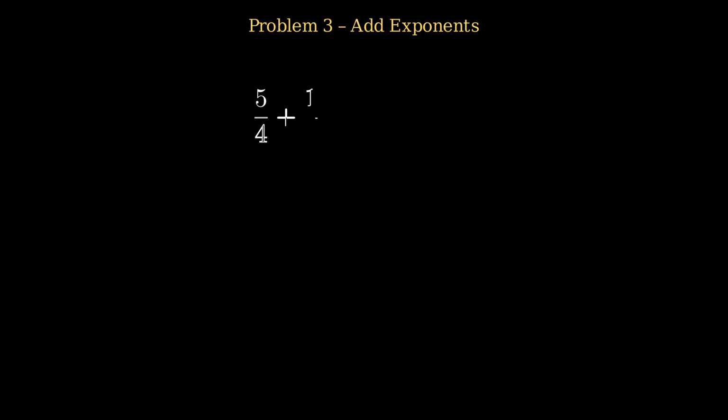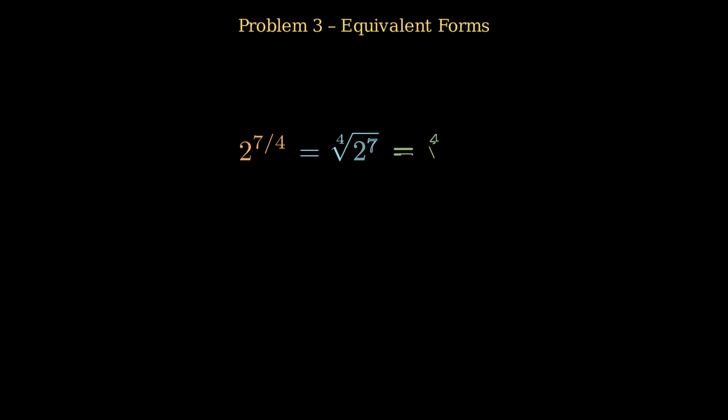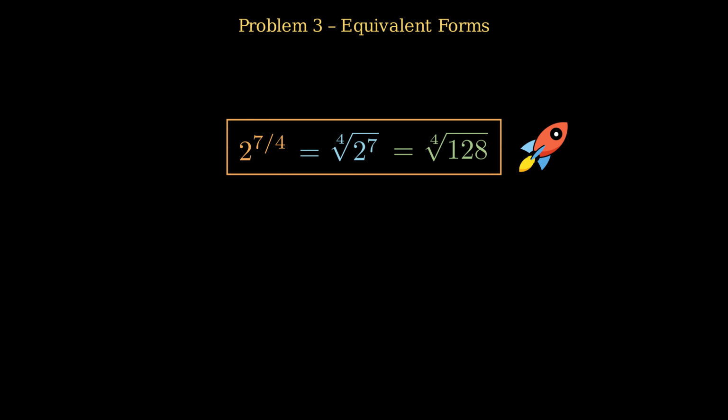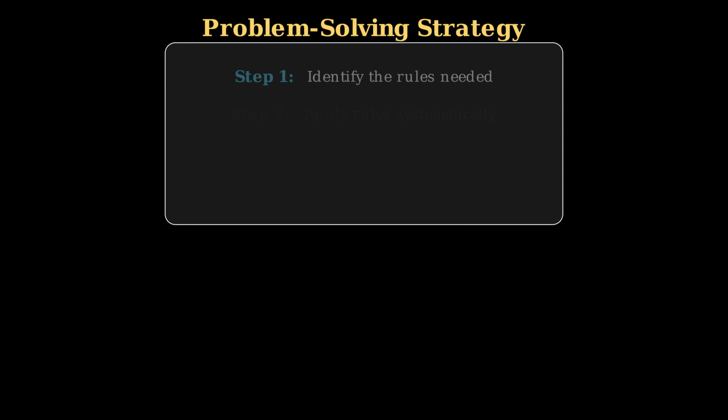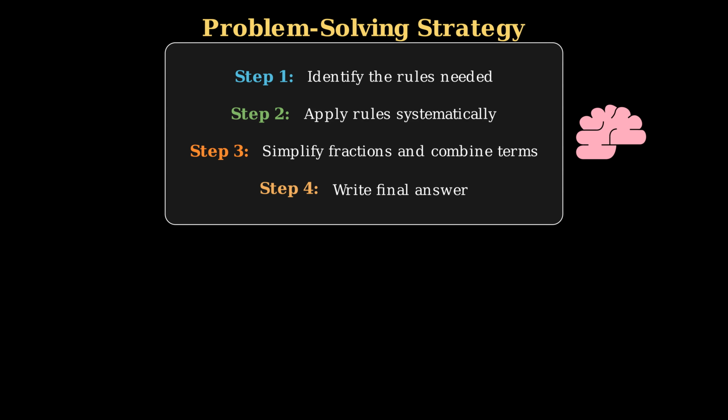Add the exponents. 5/4 plus 1/2. 1/2 is 2/4. So 5/4 plus 2/4 is 7/4. We can also write this as the fourth root of 2 to the 7th or the fourth root of 128. These problems all use the same core idea. Work systematically, apply one rule at a time, and keep simplifying until you can't anymore.